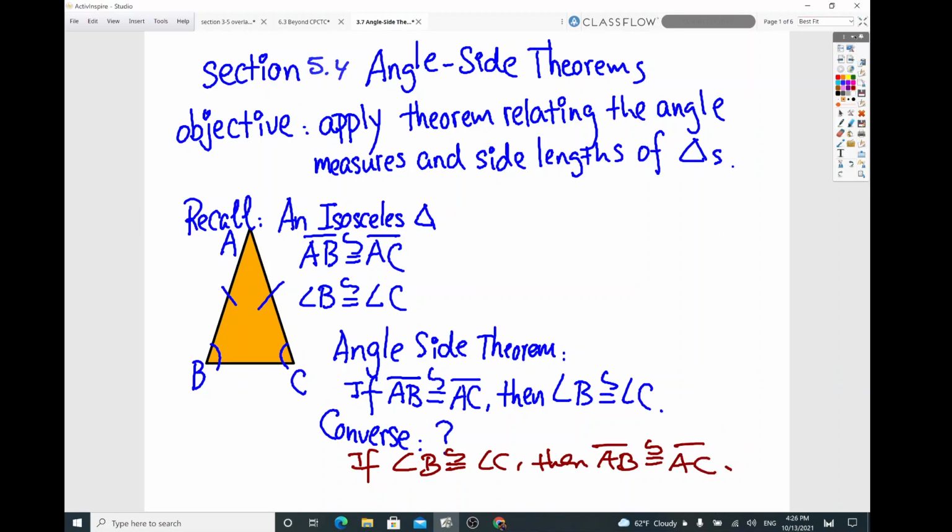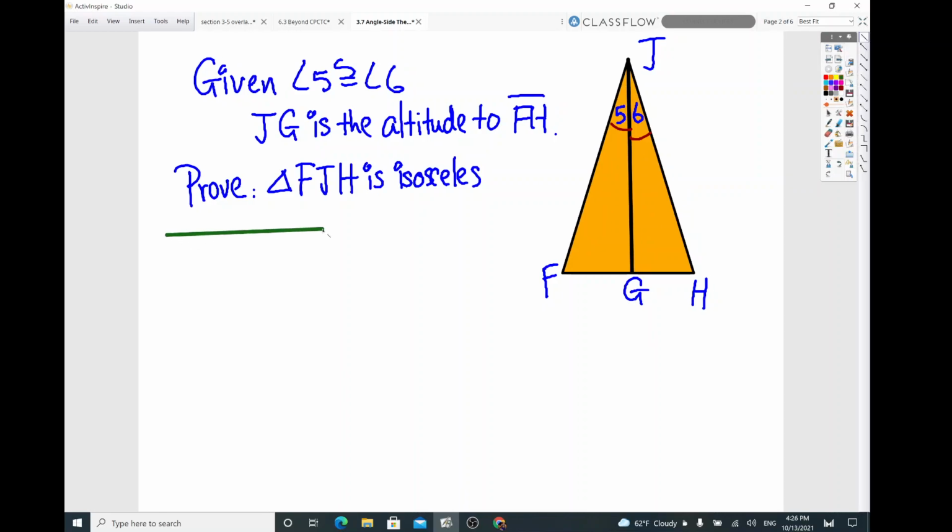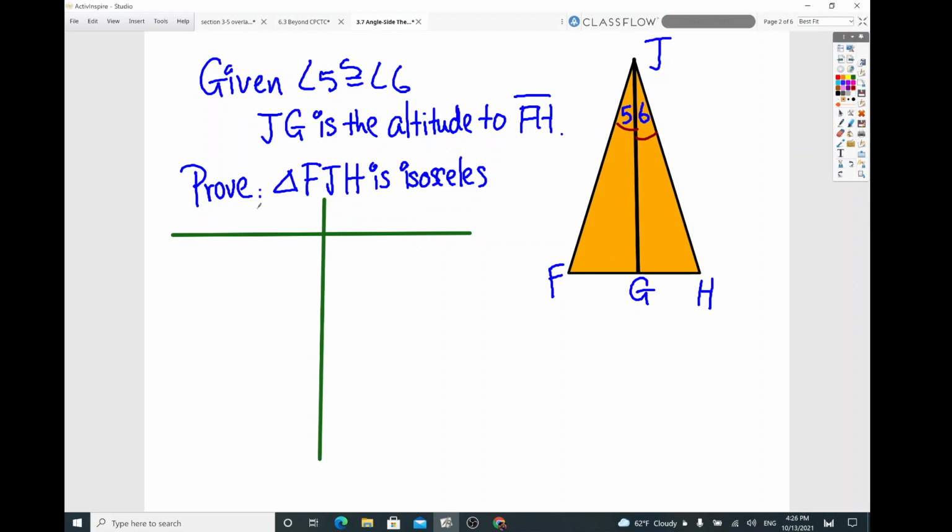Okay? So now, let's see what we got here for the example. Given that angle 5 is congruent to angle 6, and JG is the altitude to FH. Okay, so, two-column proof. It's always based on the facts for the proof, so we start with the given. Statement and reason. So we start off with angle 5 is congruent to angle 6.